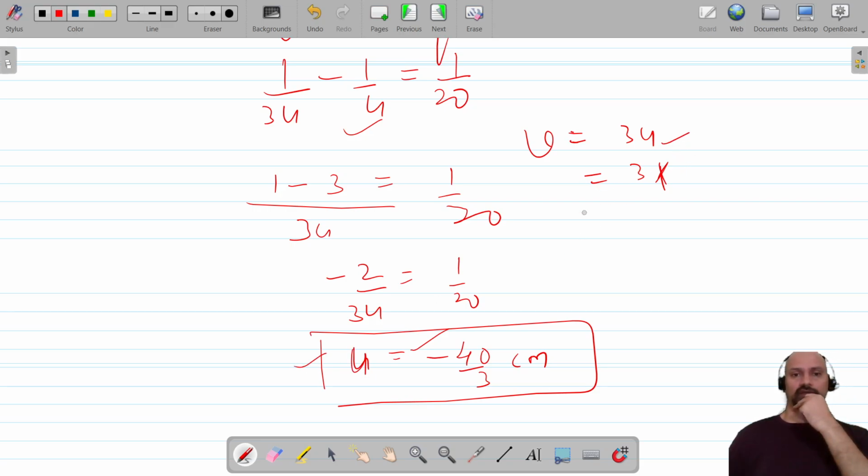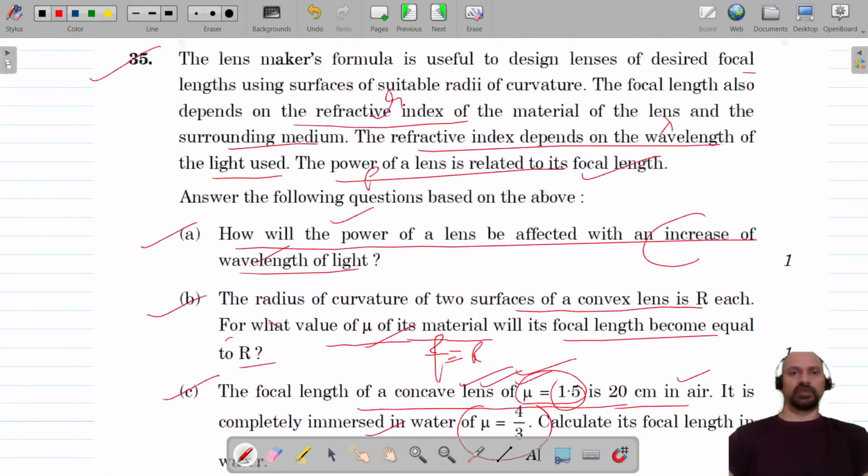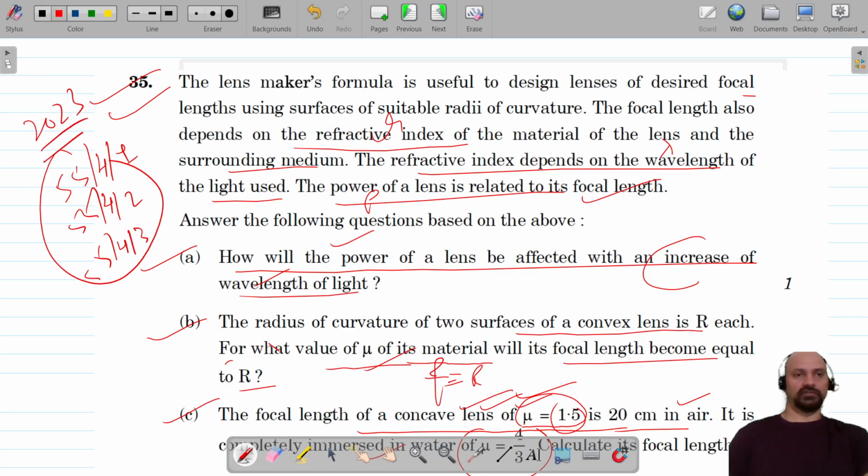Now U is negative 40 by 3. So the image is also formed in front of the lens, and that is the case where the image is virtual and erect. So V is 40 centimeter in front of the lens, and the object distance is minus 40 by 3 in front of the lens. And this solves your question number 35. With this, we are done with the paper codes 5541, 5542, and 5543 of year 2023. I will compile this into one complete video, and you can watch that in the playlist. Thank you for watching.